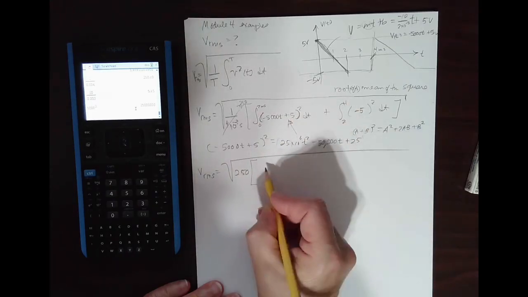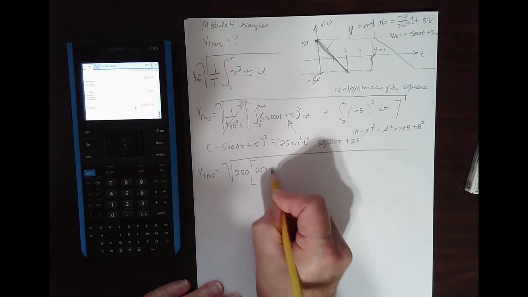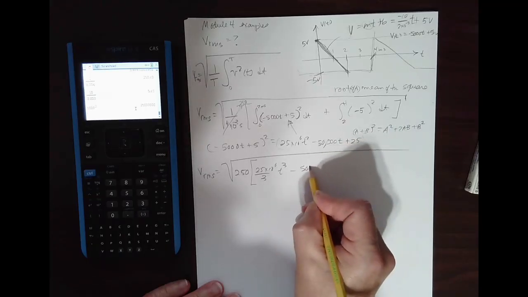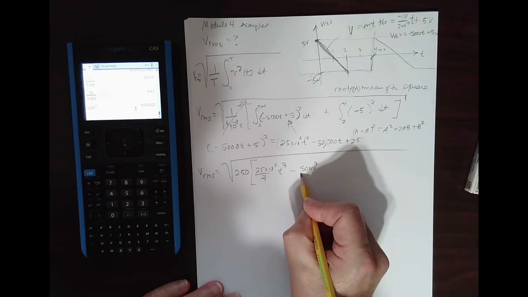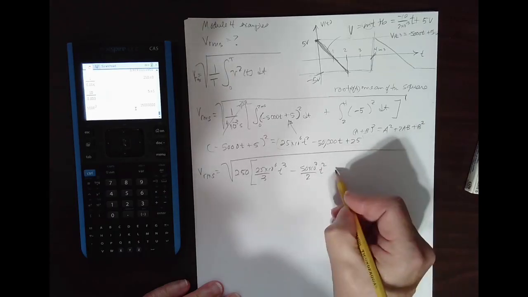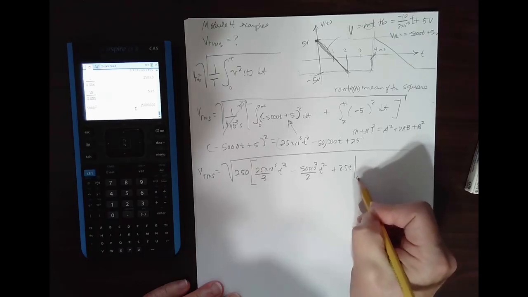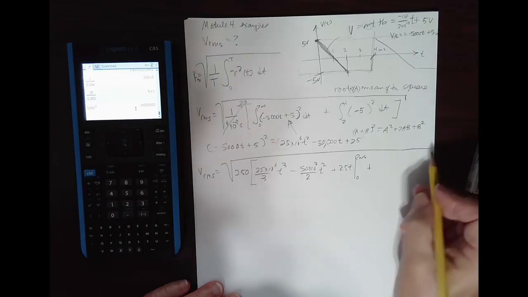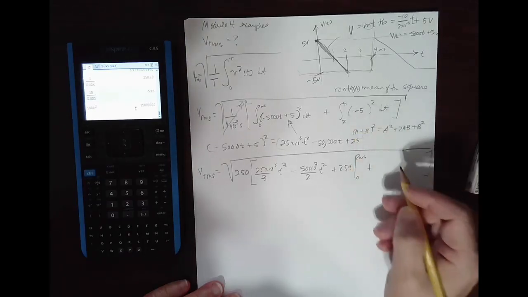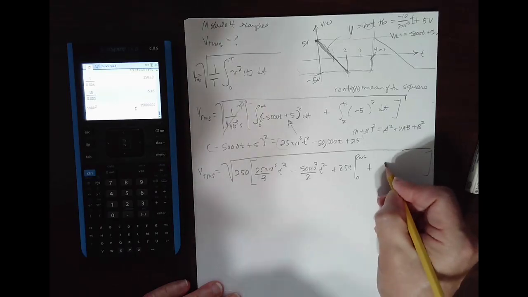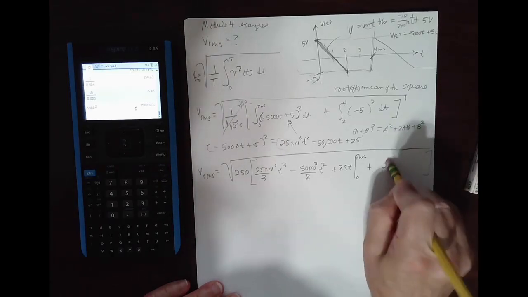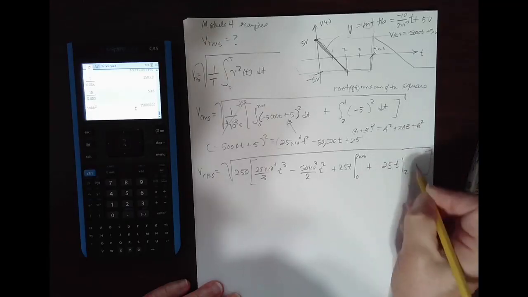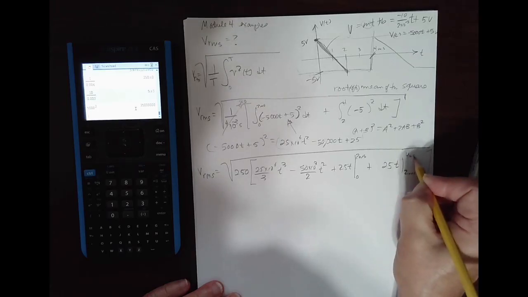So integrating this, you're going to have 25 times 10 to the 6th over 3 t cubed, minus 50 times 10 to the 3rd over 2 t squared, plus 25t. All that gets evaluated from 0 to 2 milliseconds. And then for the second integral, it's just 25. The integral of 25 is 25t, evaluated from 2 milliseconds to 4 milliseconds.